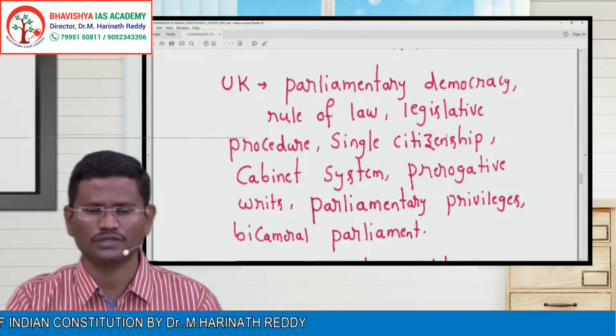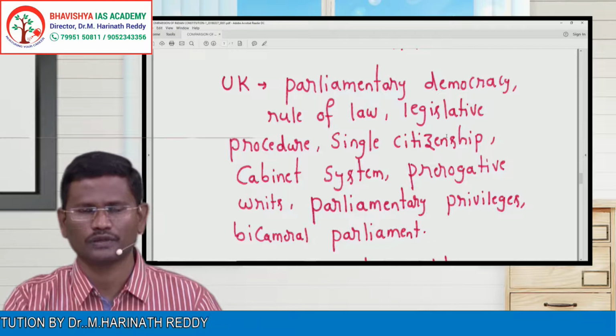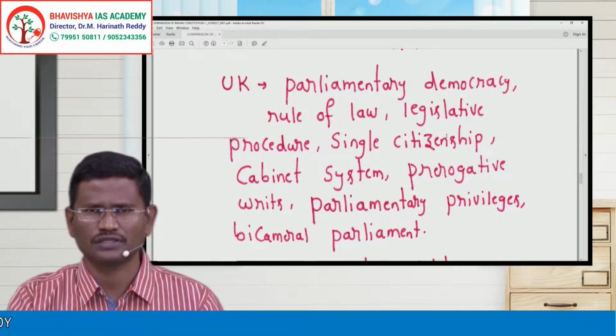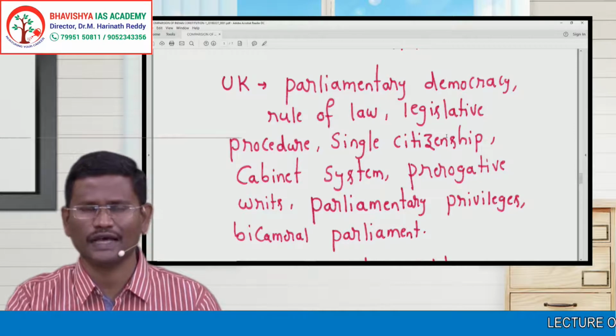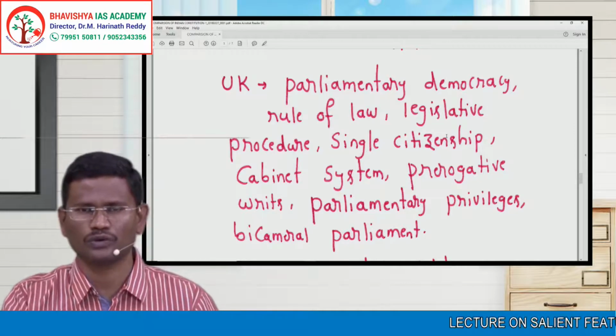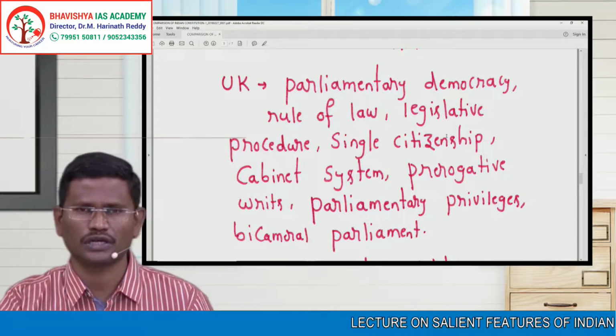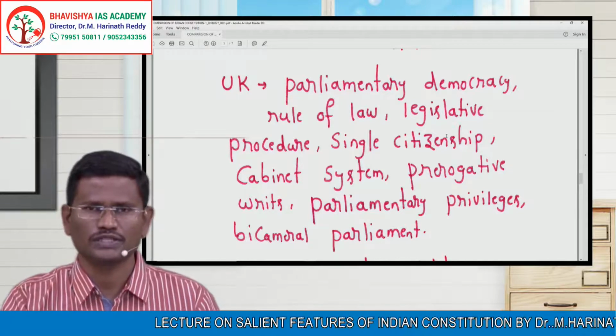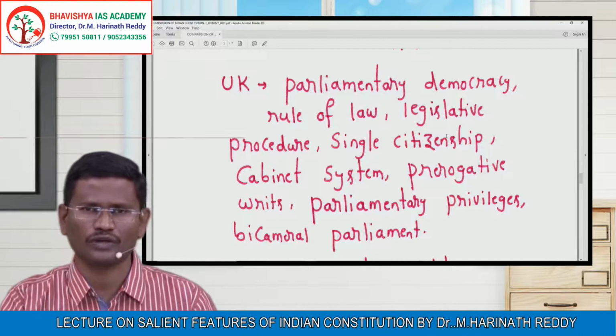In addition to these, prerogative writs. I told you that for enforcing the rights of citizens in India, a citizen can file writ petitions before the Supreme Court and before the High Courts under Article 32 and Article 226 respectively. So this idea of writs is again borrowed from Britain.